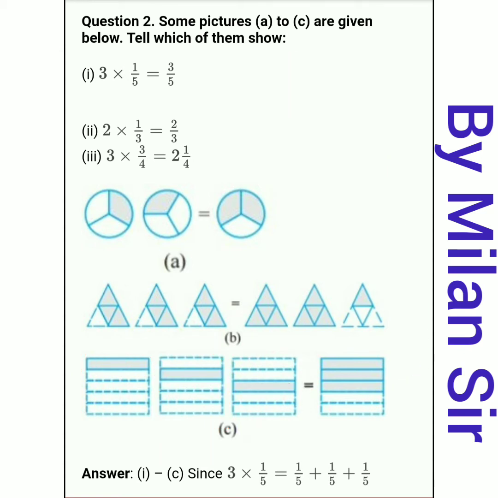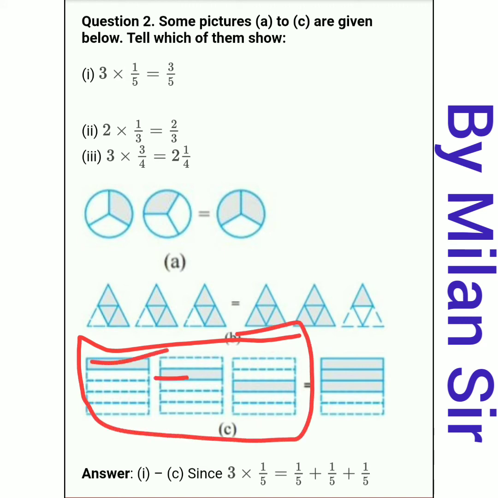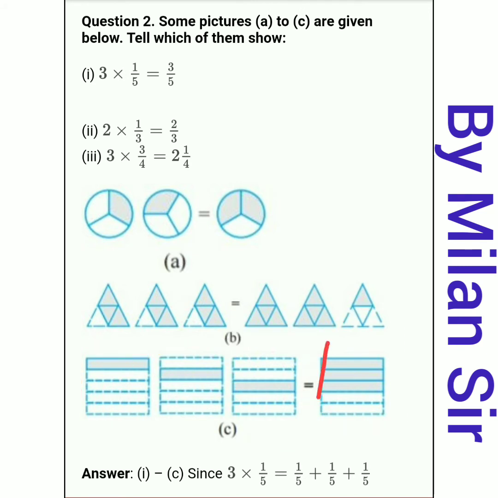Now the right hand side. Alternately, in these 3 figures, the total number of parts shaded is equal to 3, right? So we can show it in one figure only. That means in one figure we make 5 parts, and out of that 3 parts are shaded. The total number of parts is equal to 5, and out of that 3 parts are shaded. That is our right hand side.